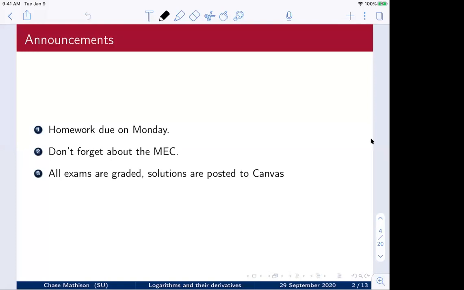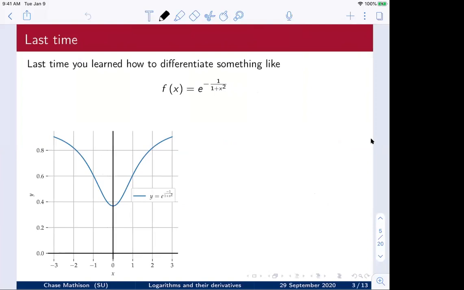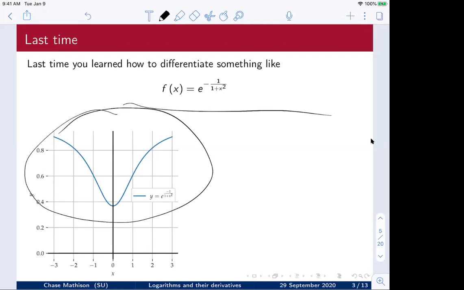Okay. All right, so last time we learned how to differentiate something that looked like f of x equals e to the, really anything. You can differentiate anything that looks like e to most any function of x, okay? So here's some funky new graph that you can now analyze. You can figure out what the slope of the tangent line is to that curve at any point. You can find its derivative, which is exactly the same thing, as a function of its own right.